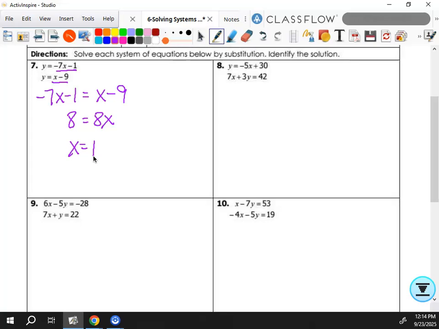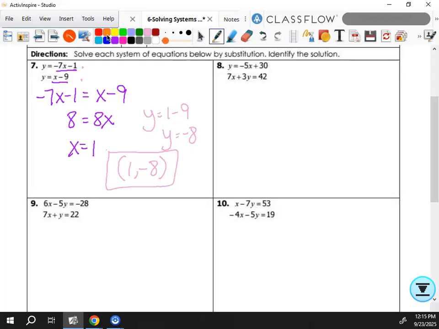Okay, so now that I have x, I also need y. So I'm going to substitute this back into one of the original equations. It does not matter which one. Pick whichever one you think is the easiest. I think the second one is the easiest. So this would be y equals 1 minus 9. So y equals a negative 8. And then just like with the graphing, your answers, unless they're in context, should be in ordered pair. Everybody okay with that? Any questions?